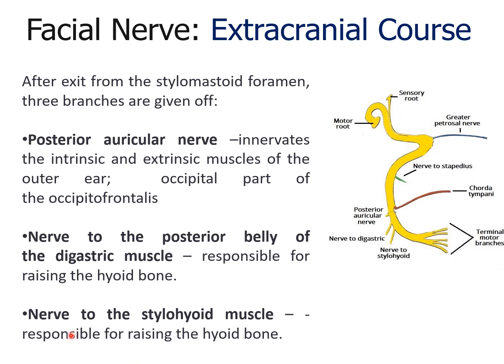And finally, the third branch after exit from the stylomastoid foramen is the nerve to the stylohyoid muscle, which is another suprahyoid muscle responsible for elevating the hyoid bone.